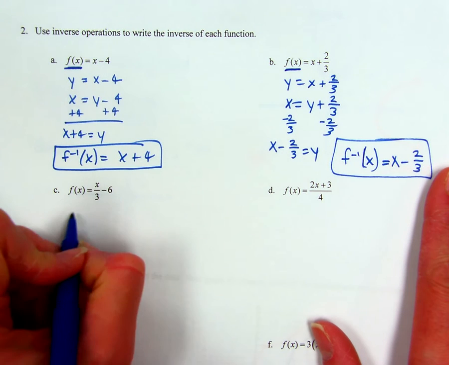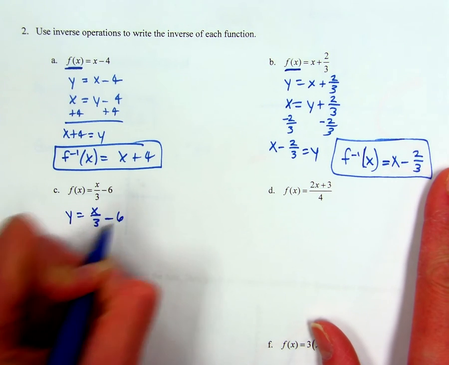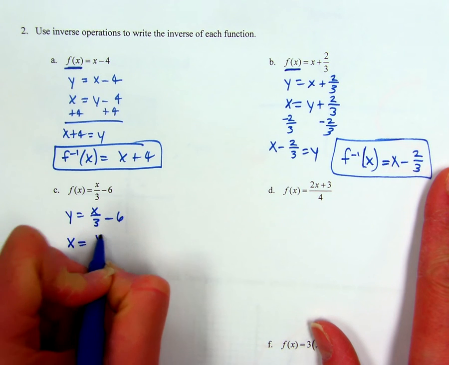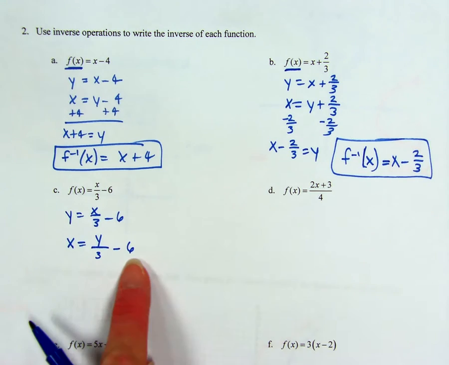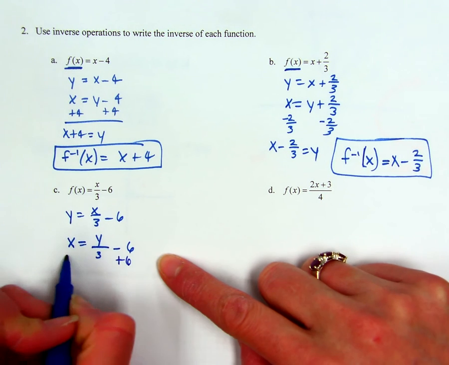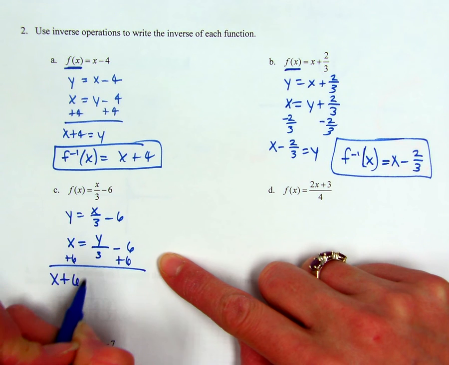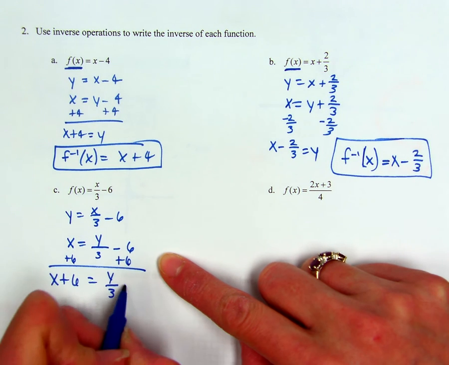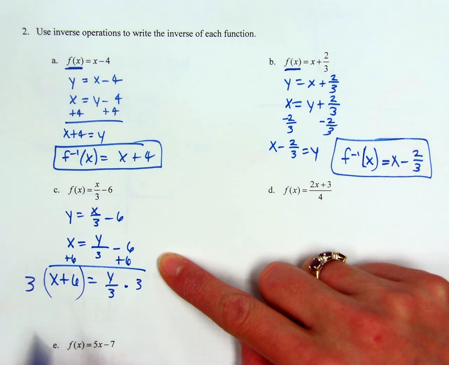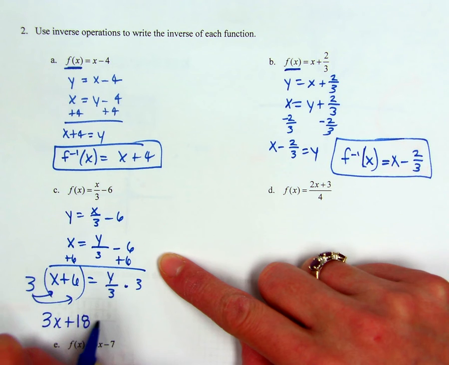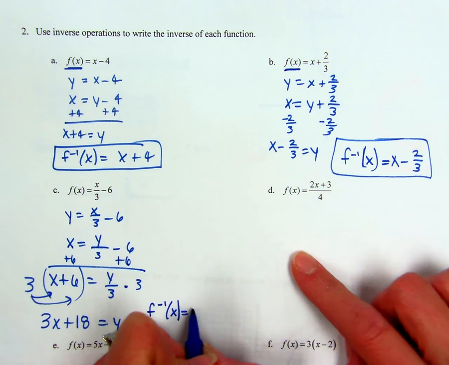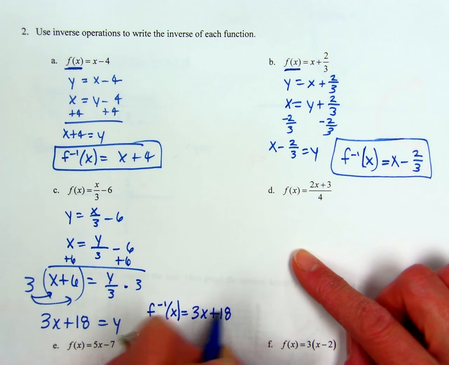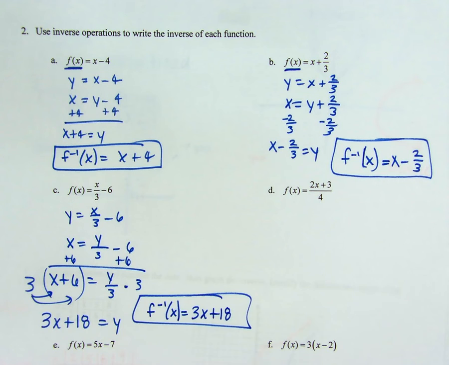The next problem is y equals x over 3 minus 6. So we're going to keep everything else where it is except for the x and y. So you're still dividing by 3 and subtracting 6. Now we need to get y by itself. So you have to undo adding and subtracting first. x plus 6 equals y over 3. Then I'm going to multiply by 3. Make sure you multiply the whole thing by 3, which means you need to distribute. So it's 3x plus 18 equals y. And then I'm just going to substitute in my function notation. So inverse of f of x equals 3x plus 18.